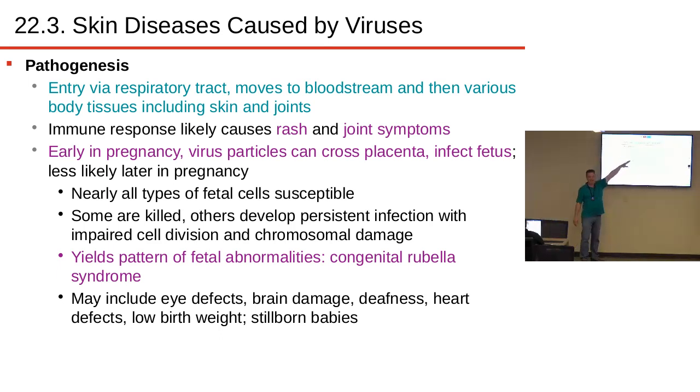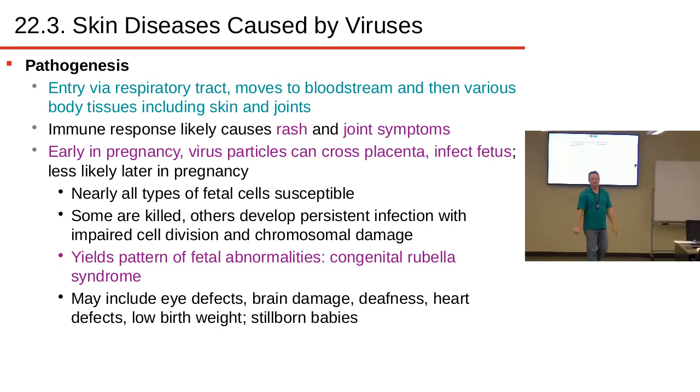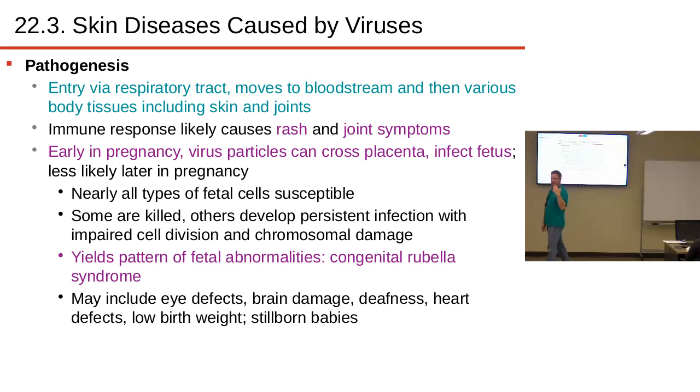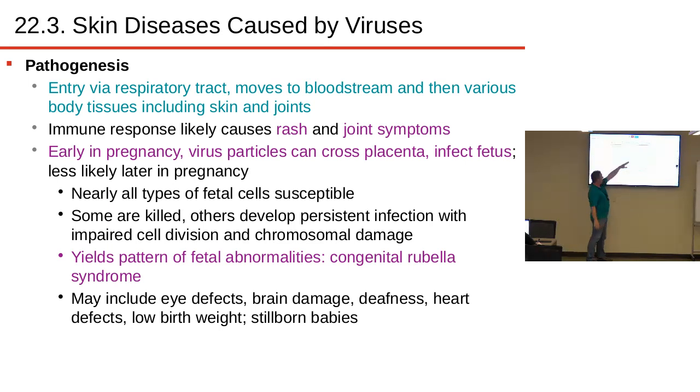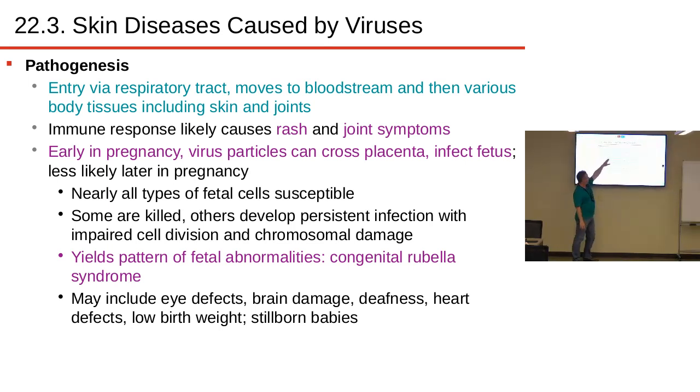Respiratory tract yet again. So even though there's a lot of words in this chapter, the idea behind most of these viruses so far is all the same. It's all respiratory passage, but then manifests itself as a skin disease. Rash and joint symptoms early in pregnancy, they can cross the placenta and infect the fetus. Once that happens, that poor fetus is a smorgasbord for that virus. It has no immune system, has no way to protect itself.